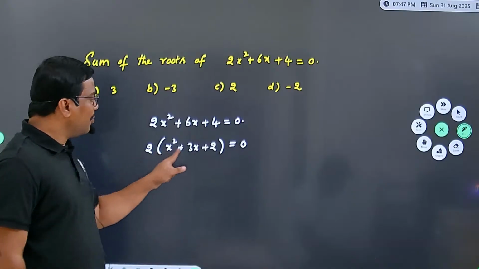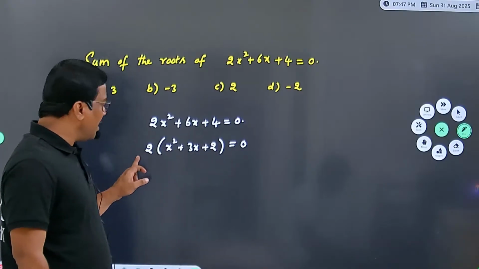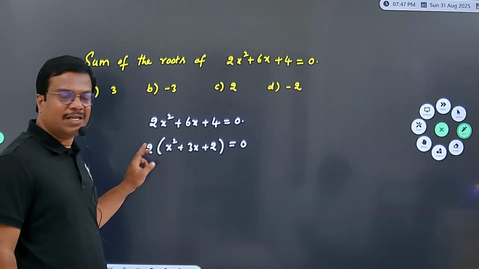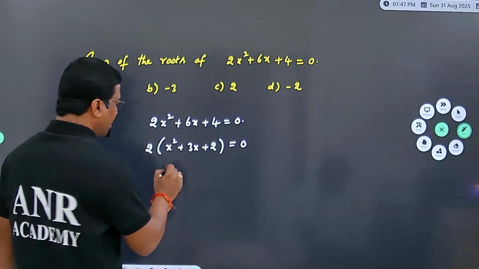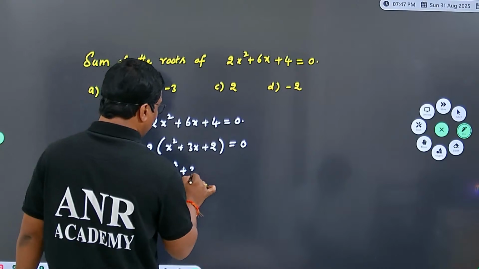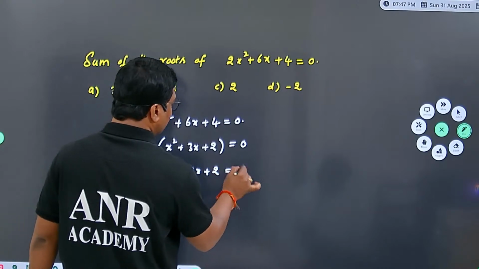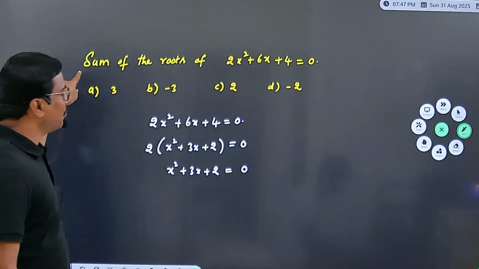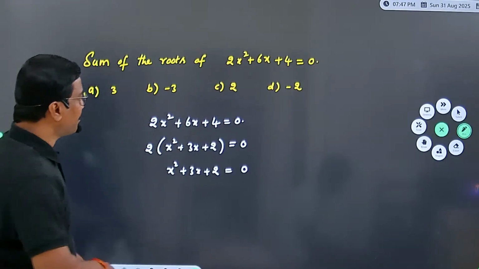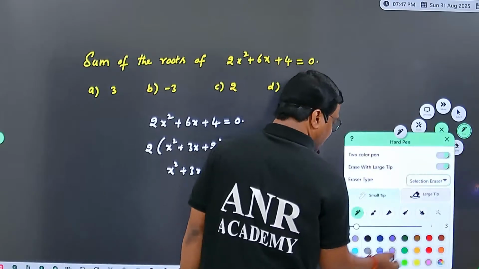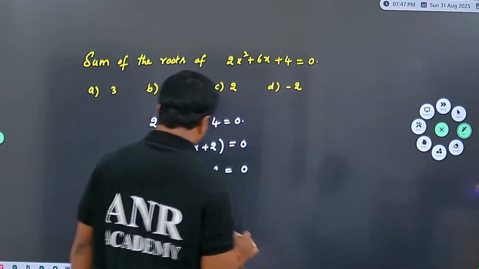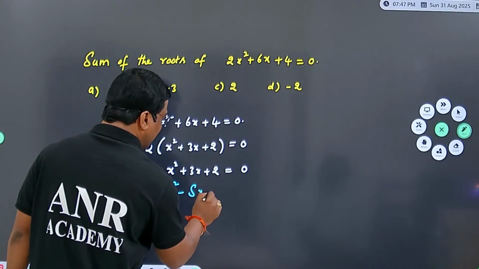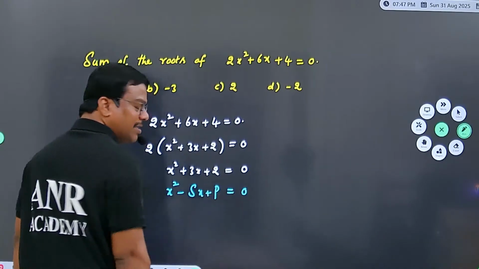A into b equal to 0 implies either a is 0 or b is 0. The first term is a non-zero quantity, so the only possibility here is x square plus 3x plus 2 equal to 0. And from this quadratic equation, our aim is to find the sum of roots. We know that the general second degree equation can be expressed as x square minus sum of roots into x plus product of roots equal to 0.